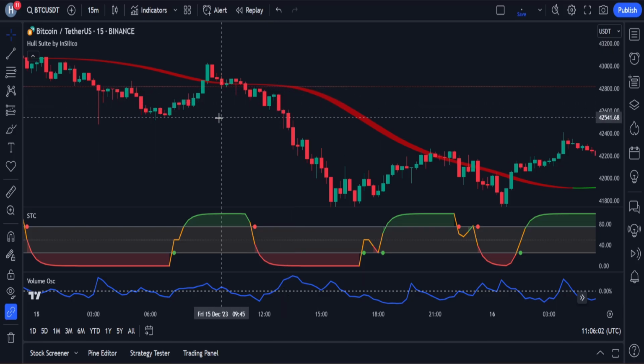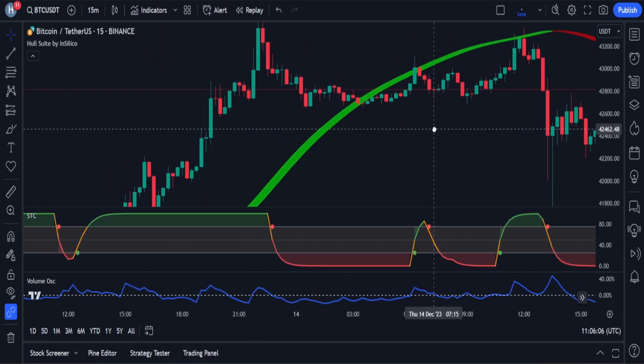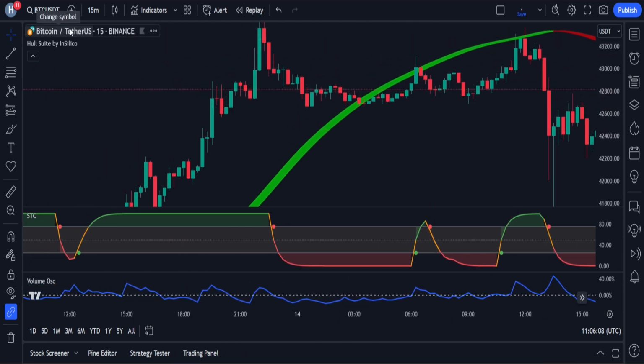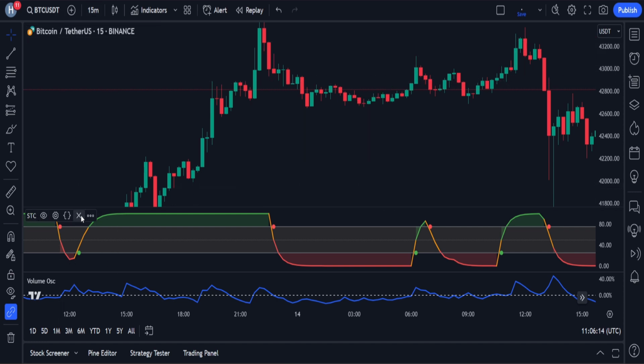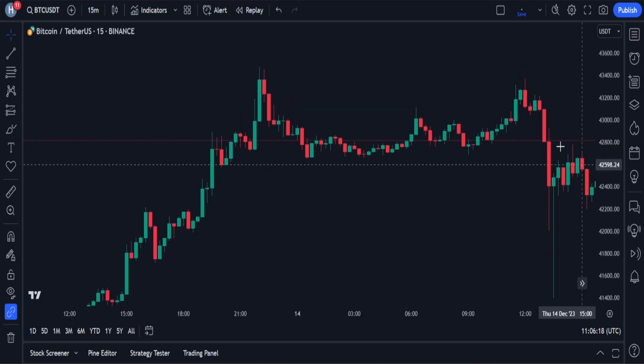So I'm in TradingView, and this is what our chart is going to look like when we're done setting up our indicators. I'm going to be using a Bitcoin chart on a 15-minute time frame to explain this strategy. Now let's quickly remove these indicators so I can explain the settings of the indicators from the beginning. Let's now add the indicators to the chart.